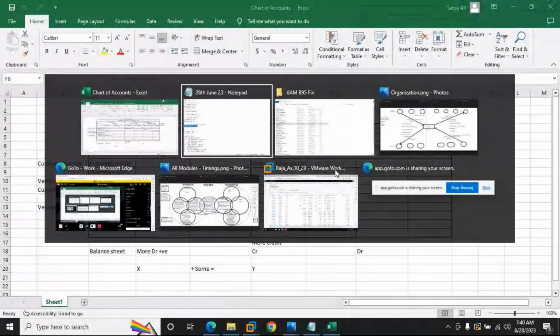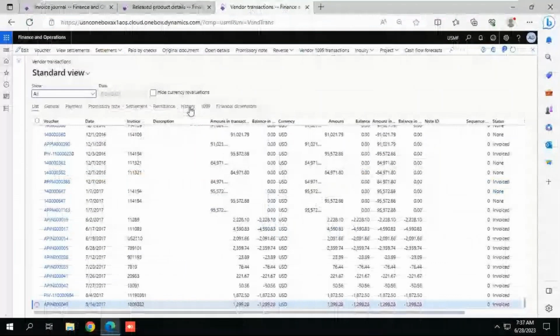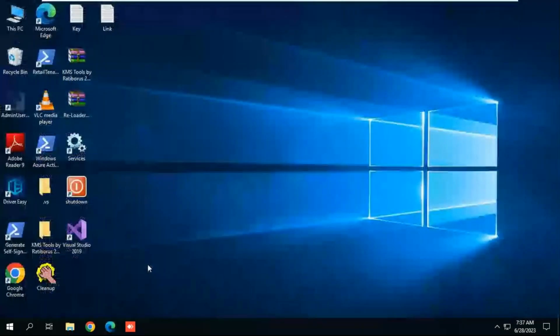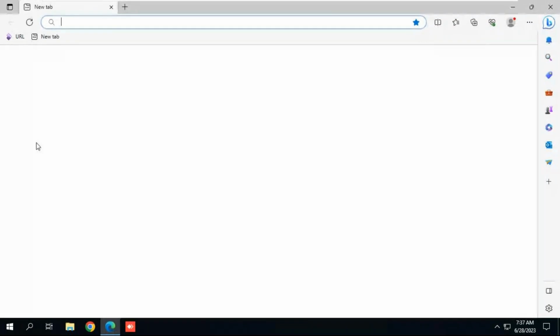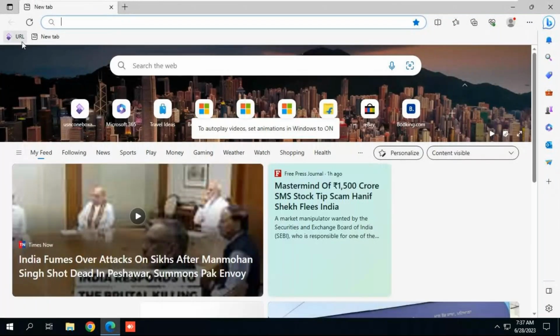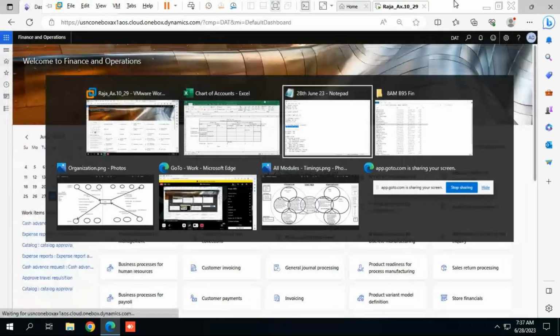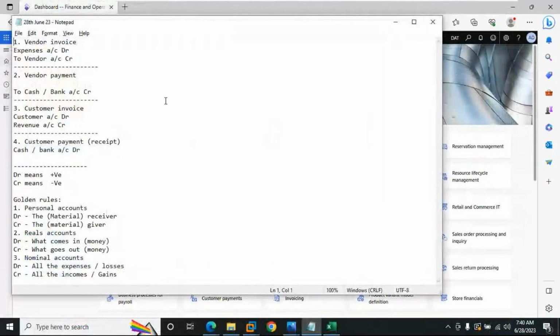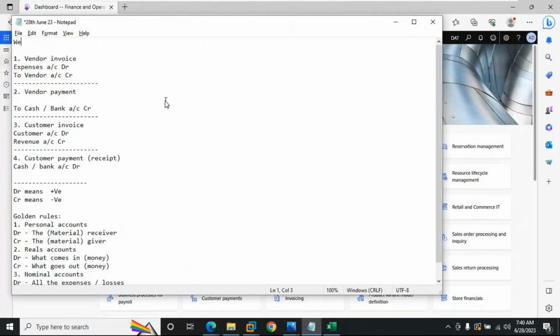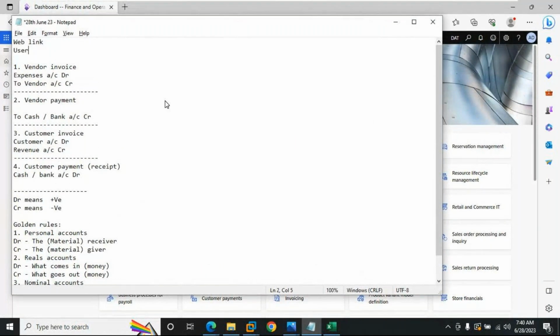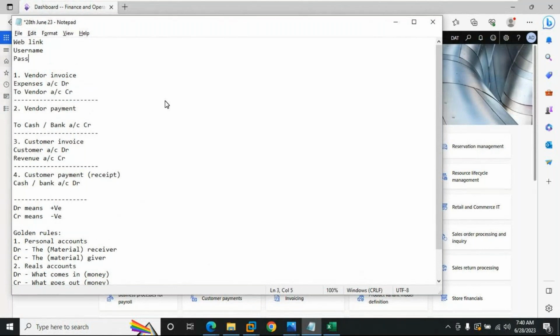Let me show you in the system. Let me go to the system. I'm closing this application. I can click on browser and you need to enter username and password. To access this environment, you need a web link, username and password. In a client environment, whenever you join a software company, you will be provided a web link, username and password. With this, you will open the application.